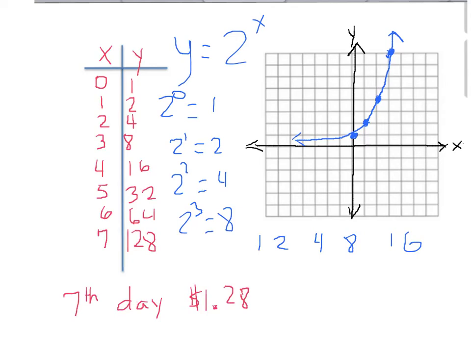And so we talk about how this is an exponential equation. And is this one increasing or decreasing? Well, this one's increasing very rapidly, and so that's going to be an exponential growth function. And then in the next lesson, we'll look at exponential decay.